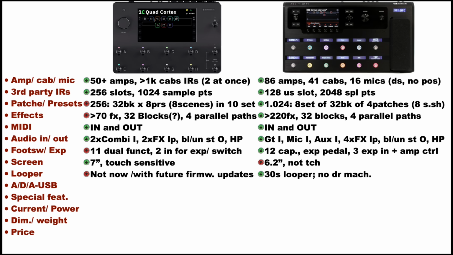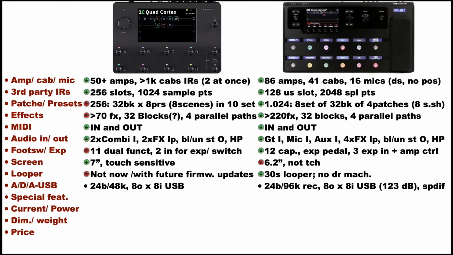As regards AD/DA conversion and USB capabilities, the Quad Cortex has 24-bit, 48 kHz converters and 18 in and 8 out USB channels. Unfortunately, I was not able to find the dynamic range values. The Helix has 24-bit converters at 96 kHz with 123 dB of dynamic range, which is a pretty high value. Furthermore, the Helix also has S/PDIF and AES-EBU connectivity. Therefore, in my opinion, overall, the Helix offers more options.